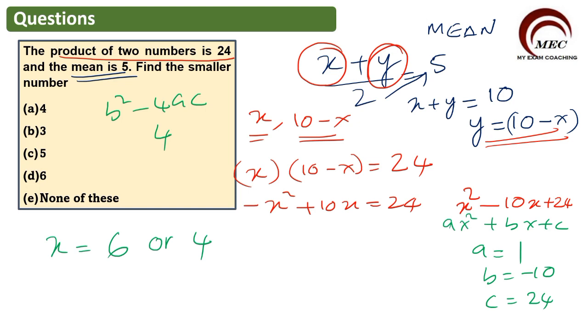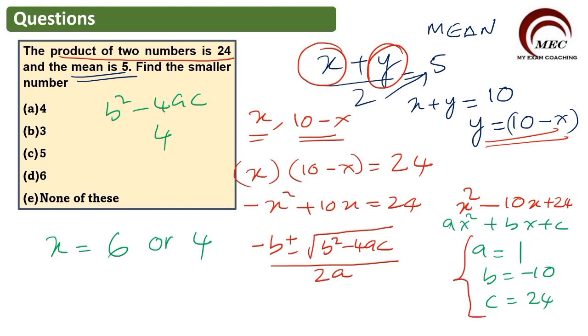How to use the quadratic formula? Again, it is already explained. I am just writing the formula once again here: x equals minus b plus or minus root of b square minus 4ac, divided by 2a. What is a, b, c? We already found this. b square minus 4ac, we already got 4. So you can put that value 4 here. And when you solve it, you will get the value of x, either x is equal to 6 or x is equal to 4.